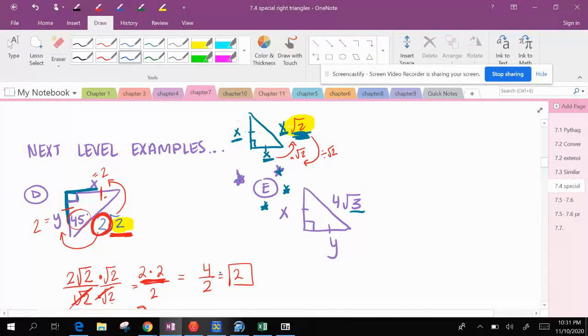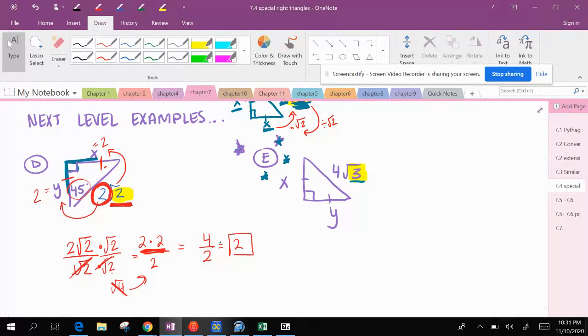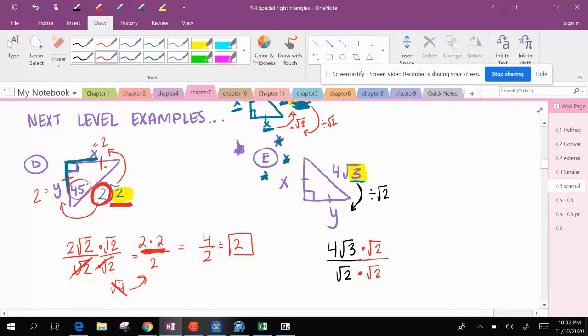But in example E, that's why it's starred, I don't have a radical 2, I have a radical 3. So now I do need to do all the algebra that I previously did in example D. So in order to work backwards and find the side lengths, I have to divide by radical 2. So let me write out the steps. 4 radical 3 divided by radical 2. The math god said, hey, no such thing as a radical in the denominator. You have to multiply it by itself in order to cancel it out.